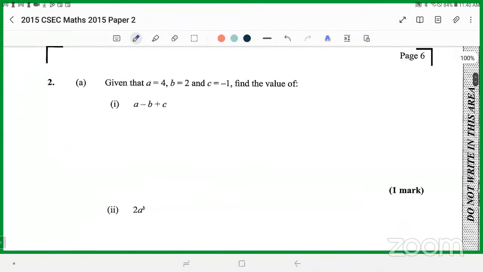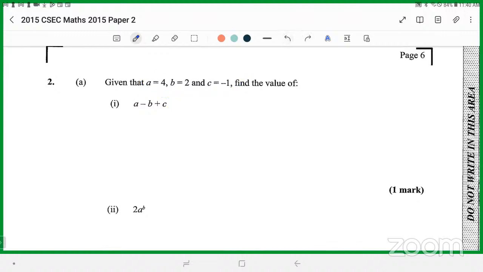So this one says, given that A equals 4, B equals 2, and C equals -1, we have to find this value. So we have to be careful with these negative signs, for example, right? That's what we have to do. We have to be careful with negative signs. So we're going to work this out with these values.